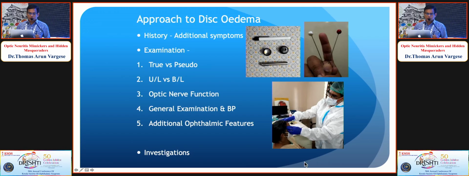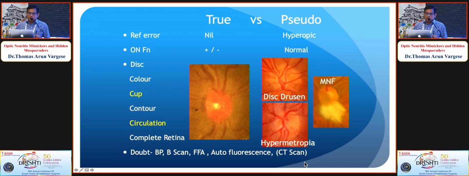Differentiate true versus pseudo disc edema, and unilateral versus bilateral. As you know, in optic neuritis, usually it's a unilateral presentation, so mainly cases of unilateral disc edema would become your differentials. Don't forget blood pressure and general examination. I'm feeling the temporal artery here, checking for any fullness of the temporal fossa, and additional features. True versus pseudo disc edema is the first thing you need to differentiate.